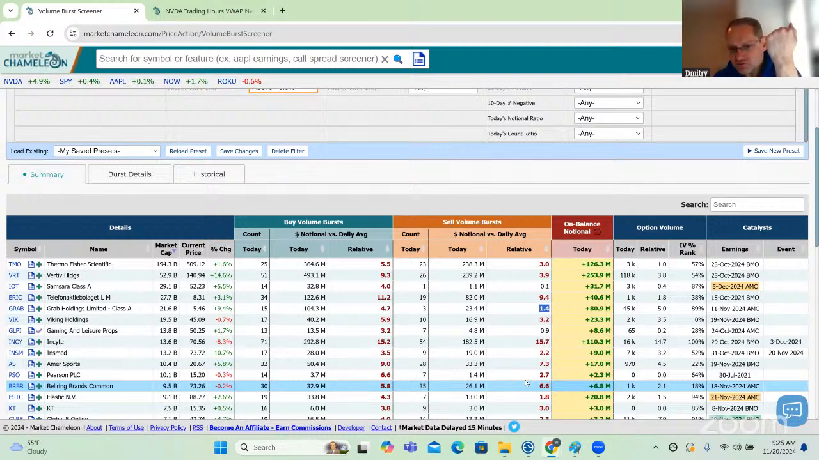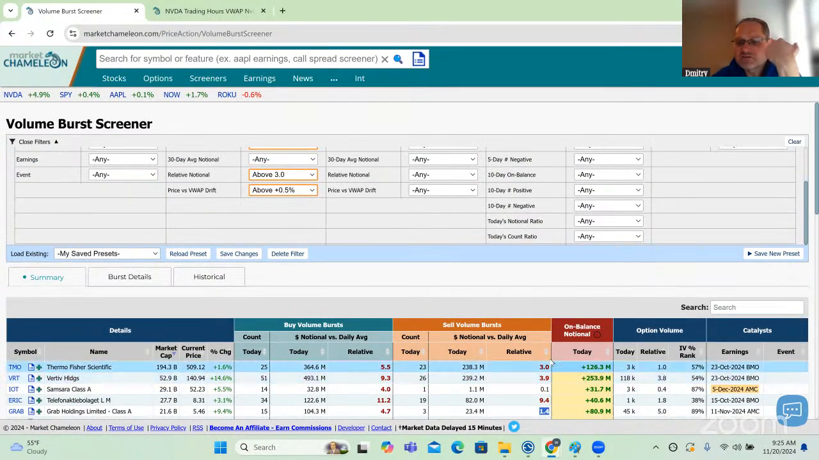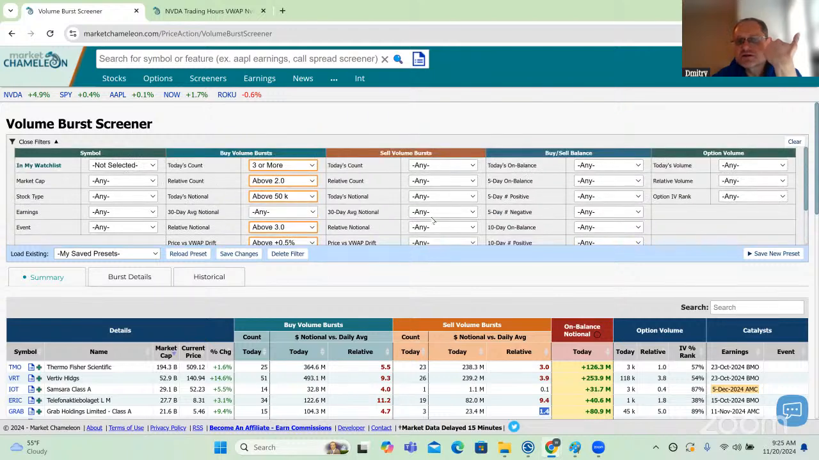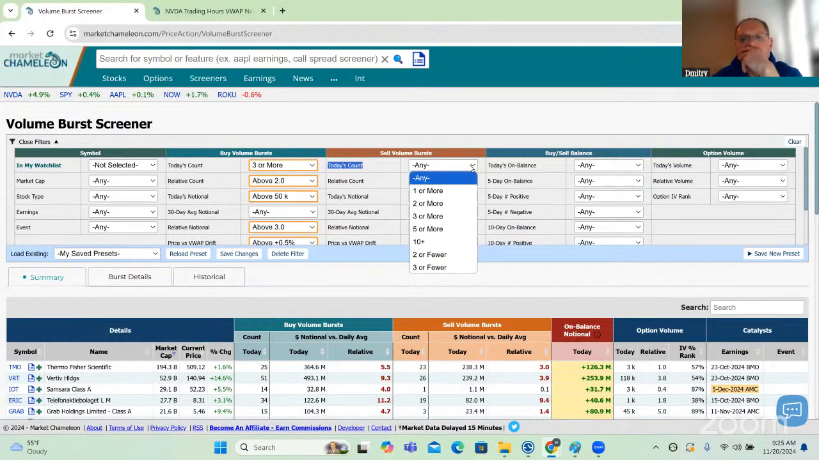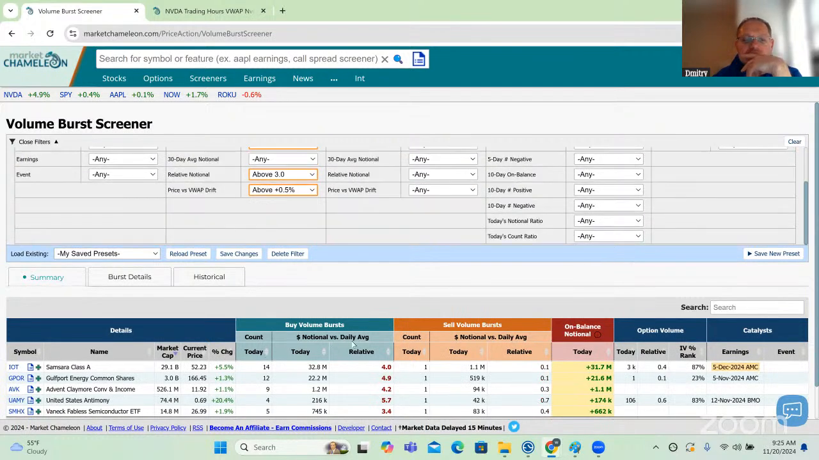But let's stick with this bullish thesis right now, and let's say that on the sell side, we don't want to see these types of behavior, large volume bursts on the sell side. So on a relative basis, I'm going to leave today's count alone, but on a relative basis, we're going to say that there aren't that many. It's going to be below, let's say below half. Okay. So now we got 5.